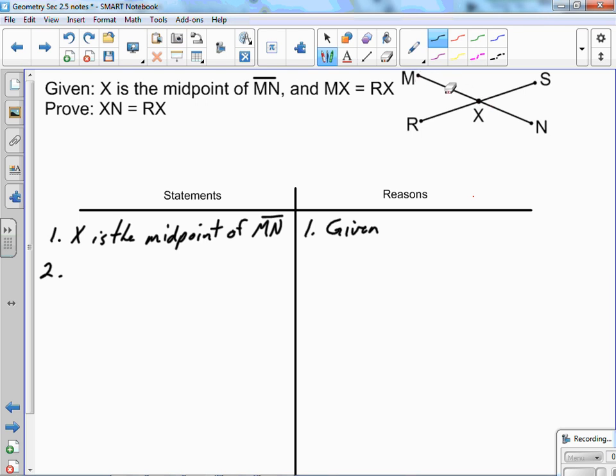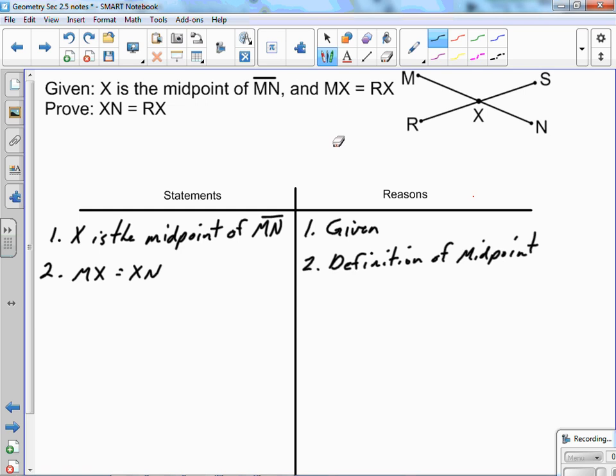So that means that if X is the midpoint, then from M to X would be the same length as X to N. MX equals XN. Definition of midpoint. And so they're taking the information they gave us about the midpoint and basically came up with all the information we could from that. Since it's the midpoint, those two segments are equal.